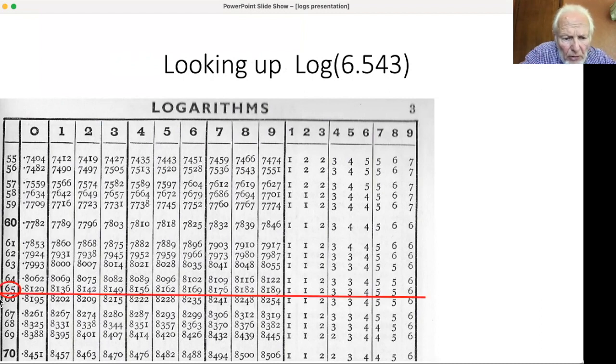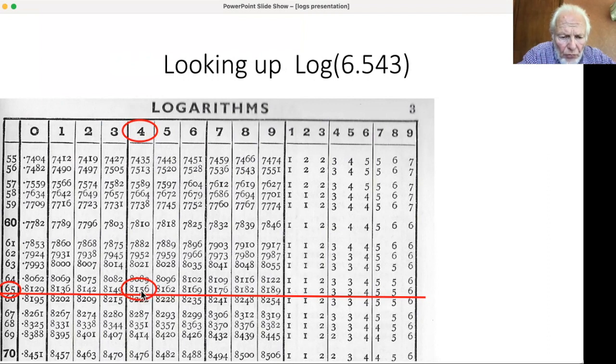Then we put our ruler across here. We look the third digit up here, and that gets this number. So that tells us that the log of 6.54 is 0.8156. And then what we do is we interpolate linearly between here and here.